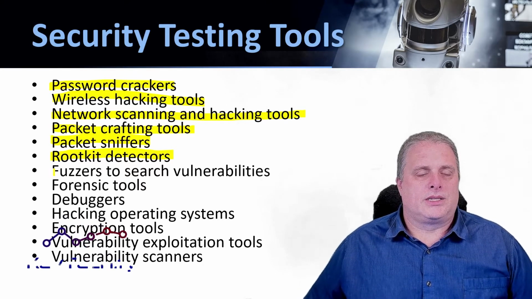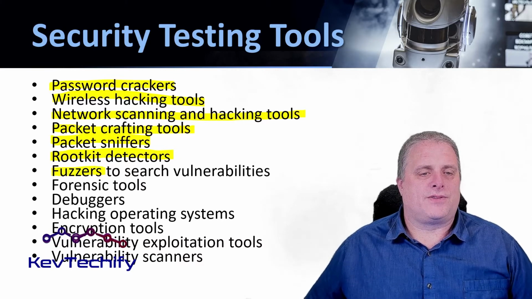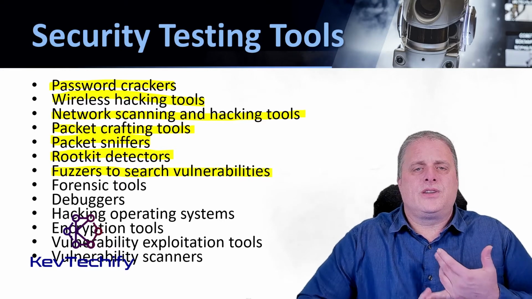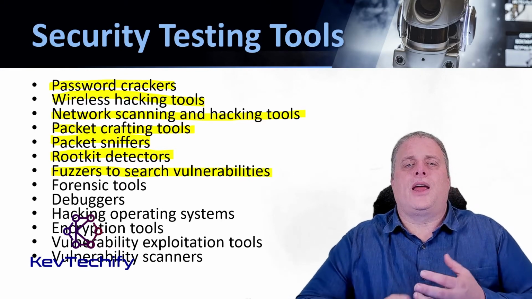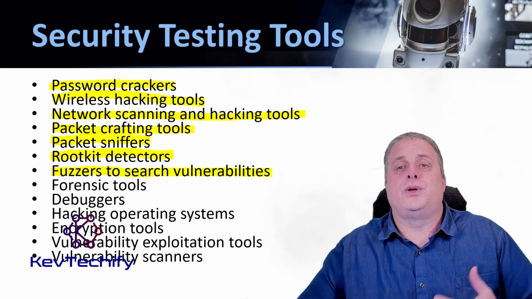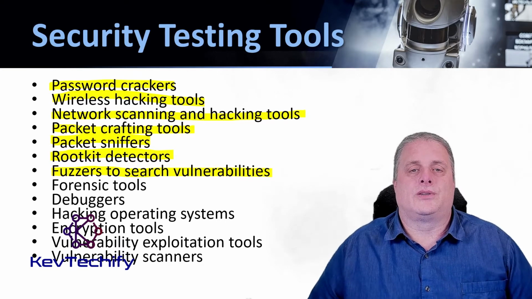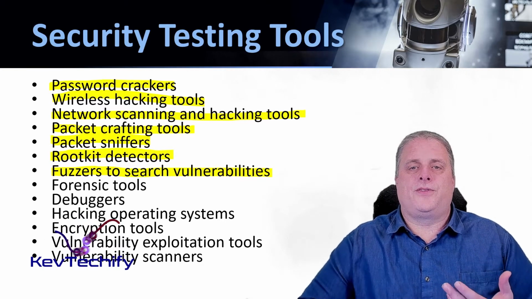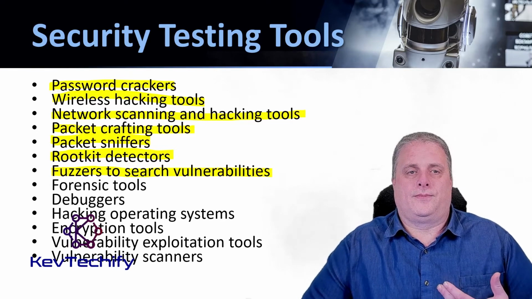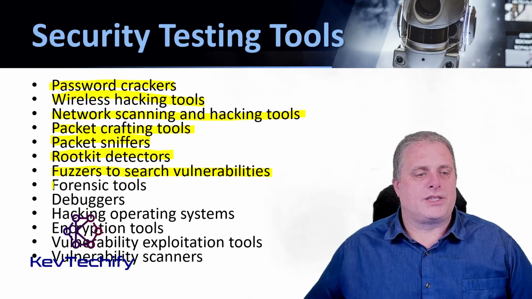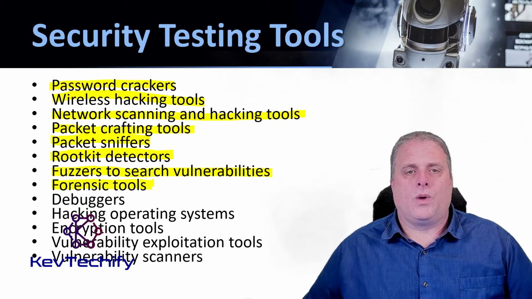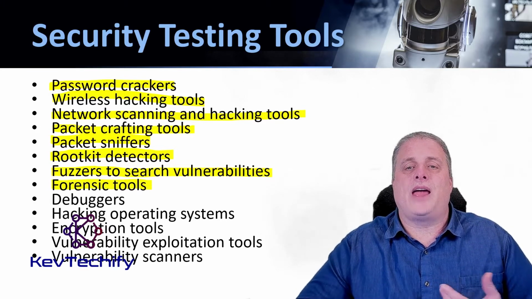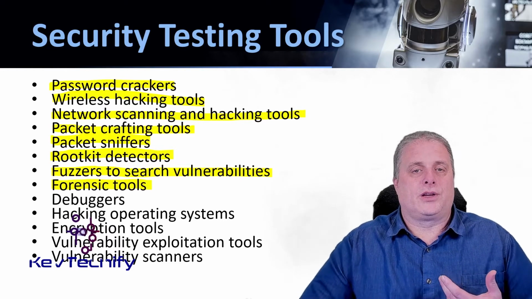The next security testing tool is fuzzers to search for vulnerabilities. Fuzzers are tools used by threat actors when attempting to discover a computer system's security vulnerabilities. Two examples of fuzzers are Skipfish and Wapiti. Then we have some forensic tools. White hat hackers use forensic tools to sniff out any trace of evidence existing in a particular computer system.